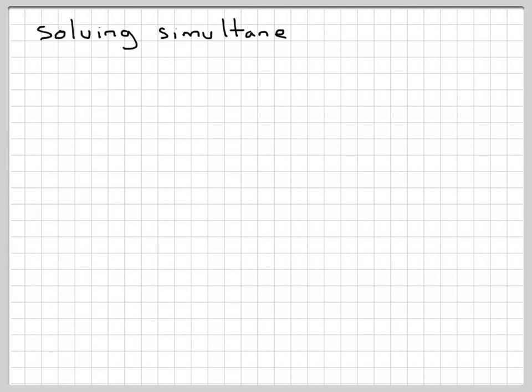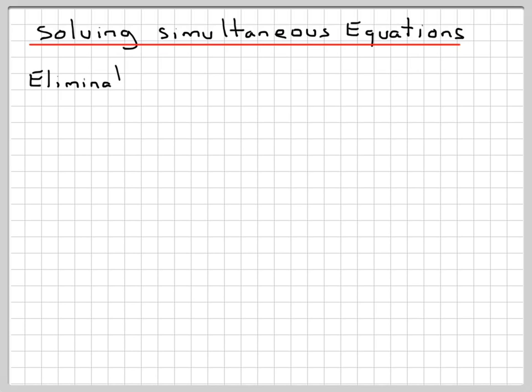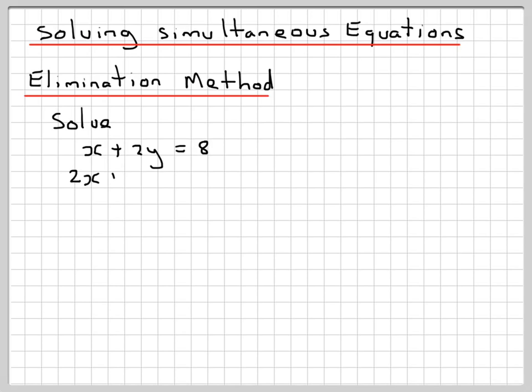Solving simultaneous equations. One method is to use the method of elimination. Let's do this by example. x plus 2y is equal to 8 and 2x plus 3y is equal to 14.